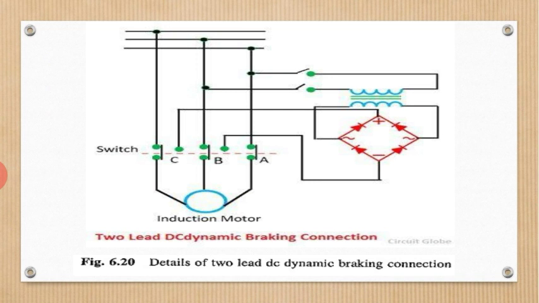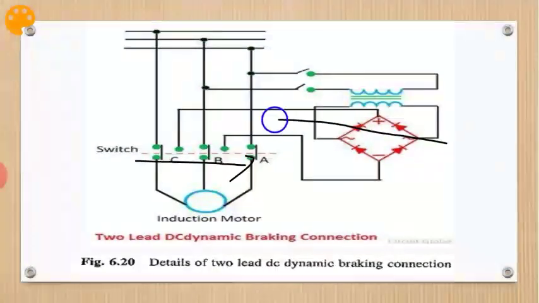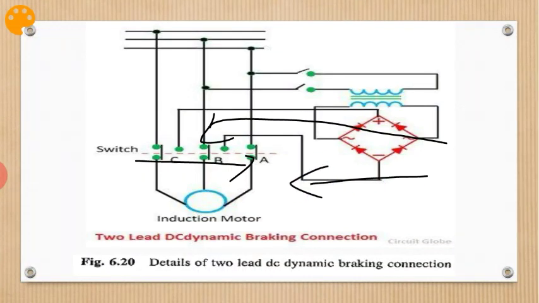Now the DC current flows through the stator. What happens is, you disconnect the main supply, here switches are used, and then you connect the DC supply. DC current flowing through the stator produces a stationary magnetic field. I repeat, when you supply the DC supply to the stator, it produces a stationary magnetic field.